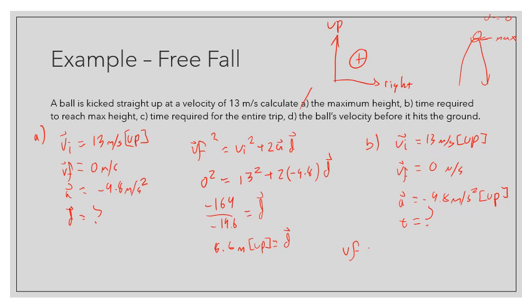So Vf is equal to Vi plus a delta T. So we know that 0 is equal to 13 plus negative 9.8 times delta T. So that means that negative 13 divided by negative 9.8 is equal to delta T. Therefore, delta T is equal to 1.3 seconds.